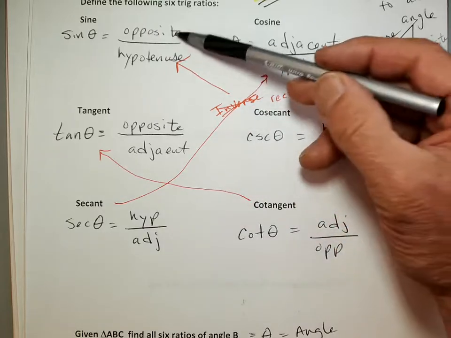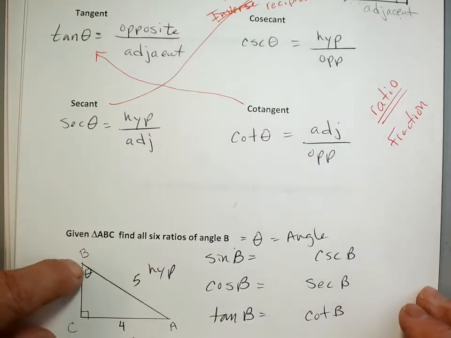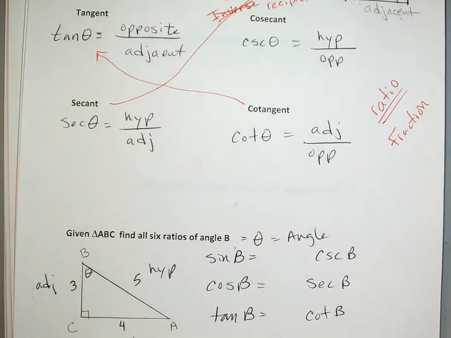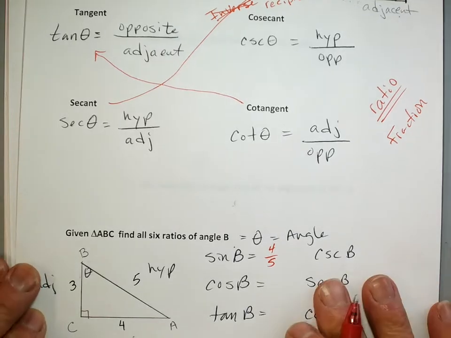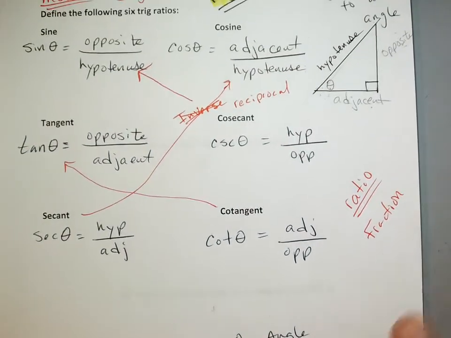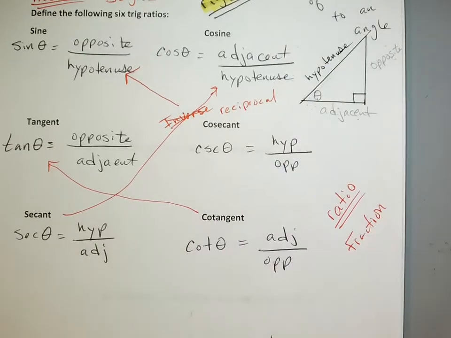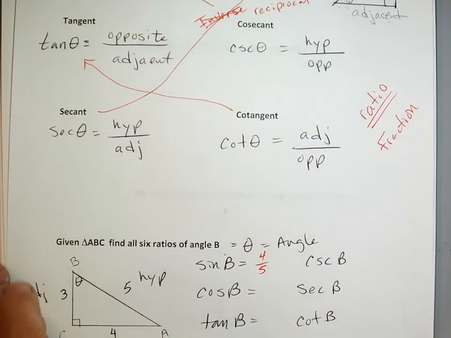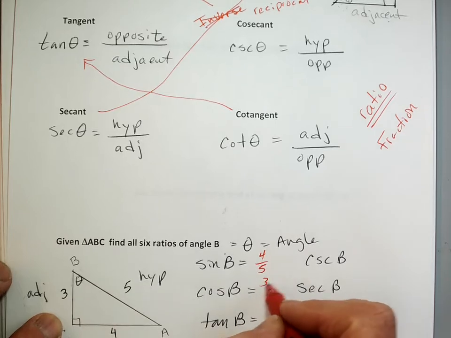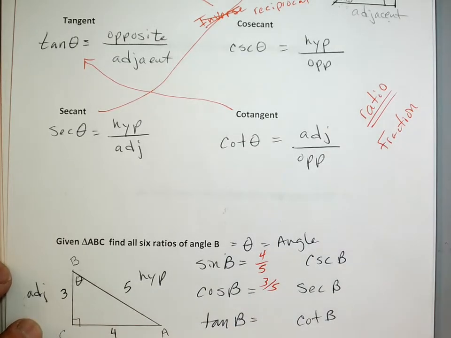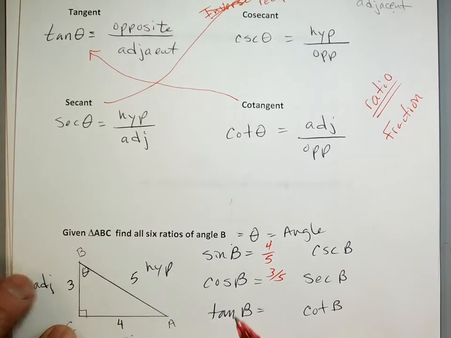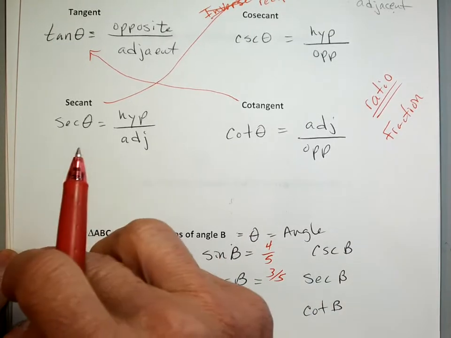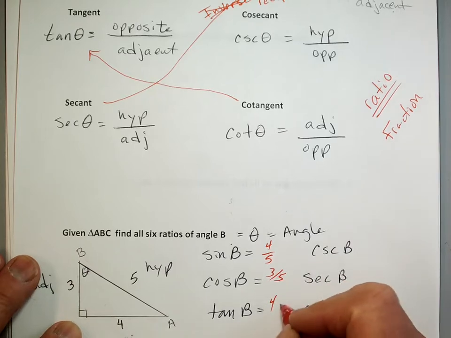Sine then is the opposite over hypotenuse, which is going to be 4 over 5. That's all I'm going to put for right now. Cosine of B is the adjacent over the hypotenuse, or 3 over 5. That's my ratio. Tangent of B has got to be my opposite over adjacent. Opposite is 4 over adjacent, which is 3, so it's 4 over 3.